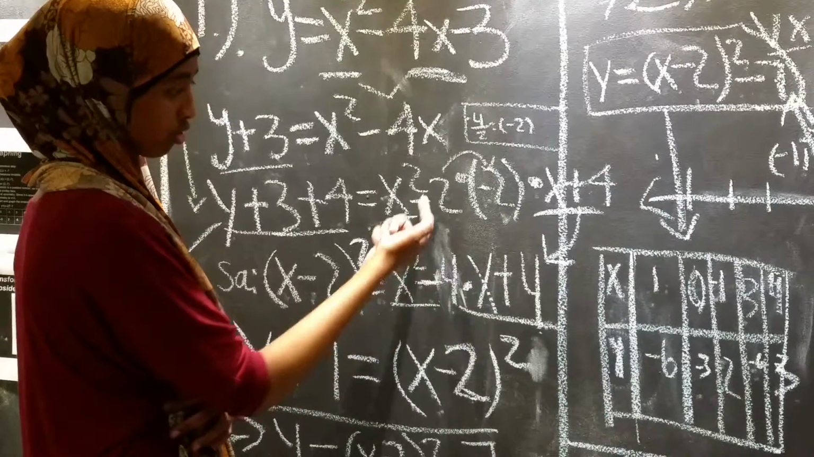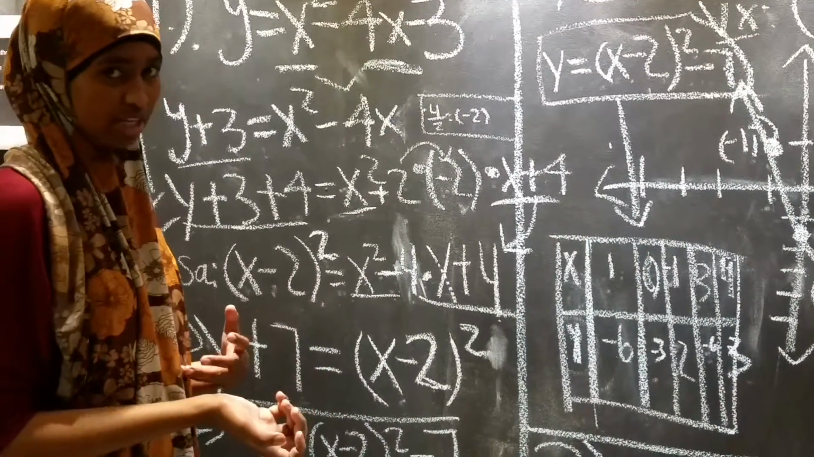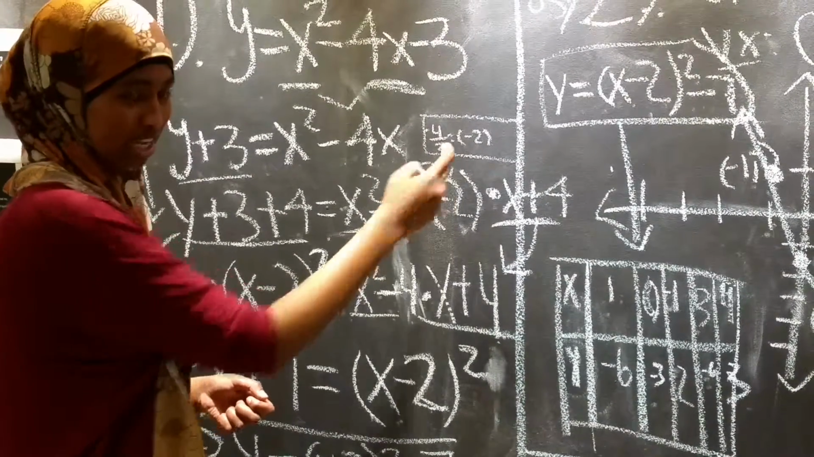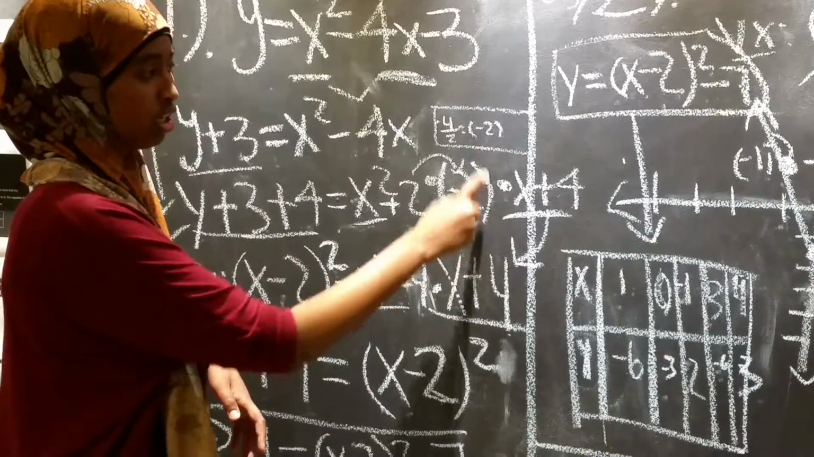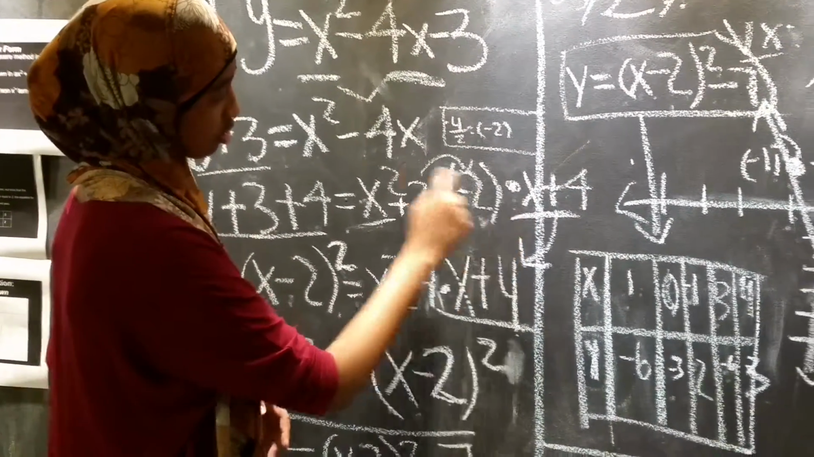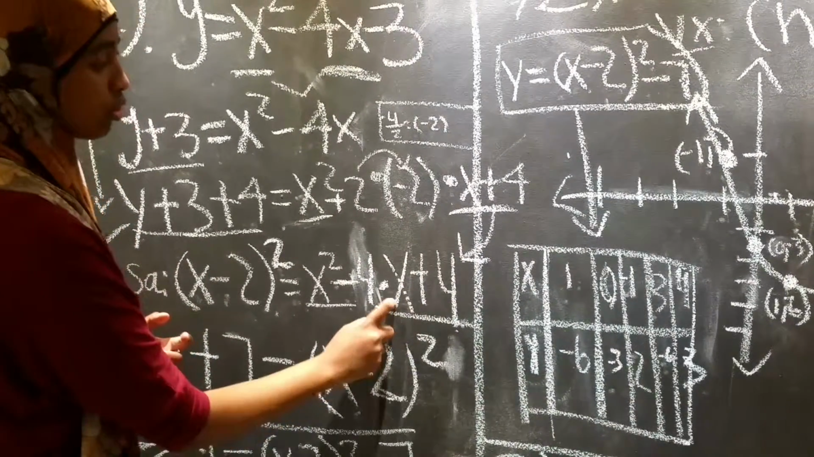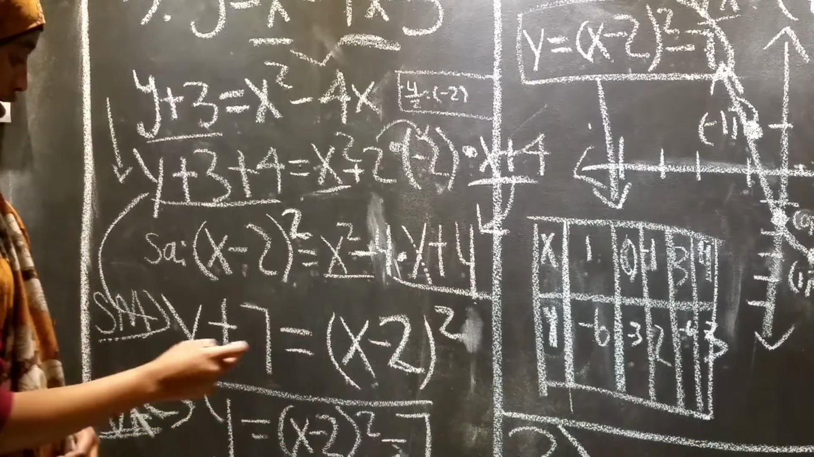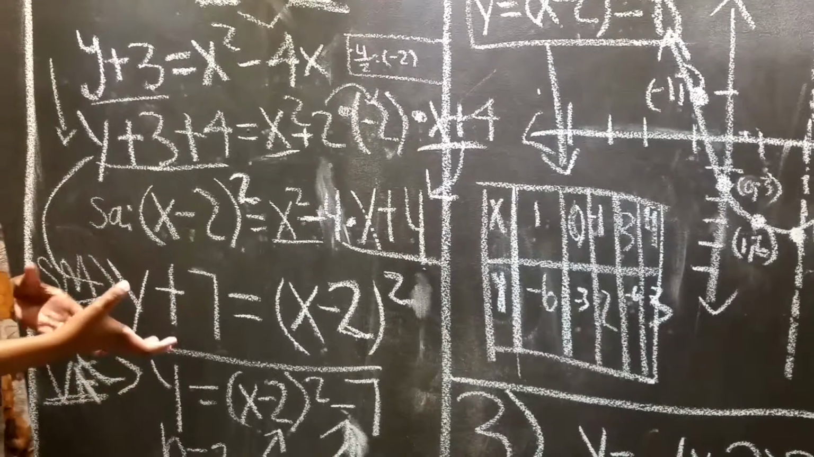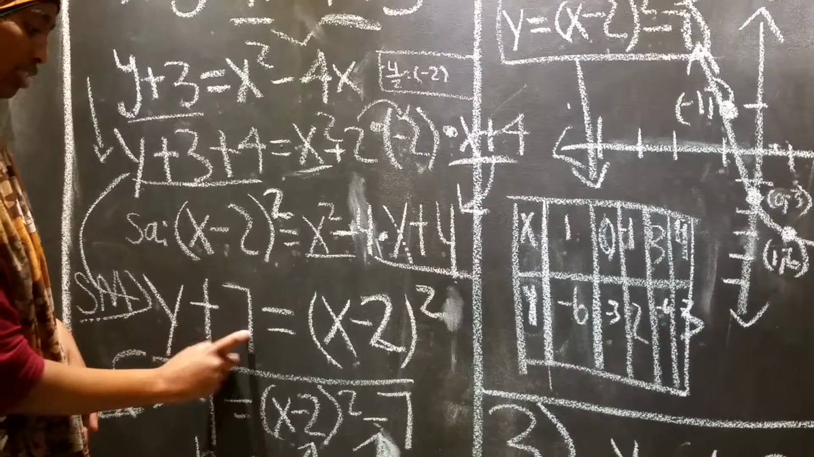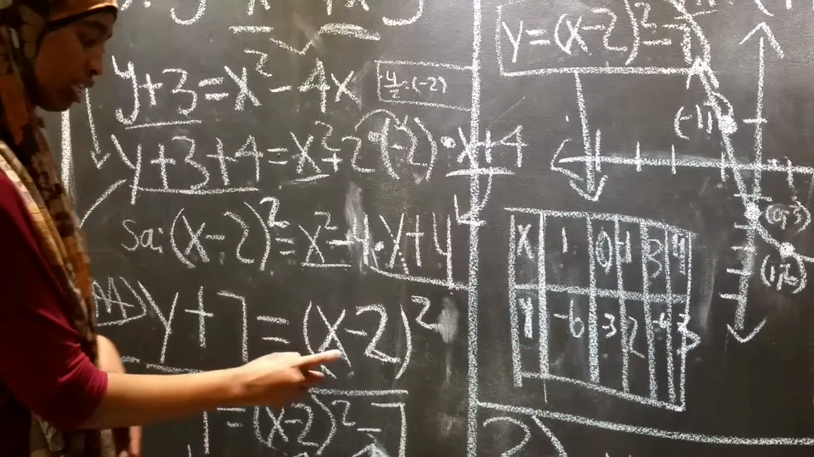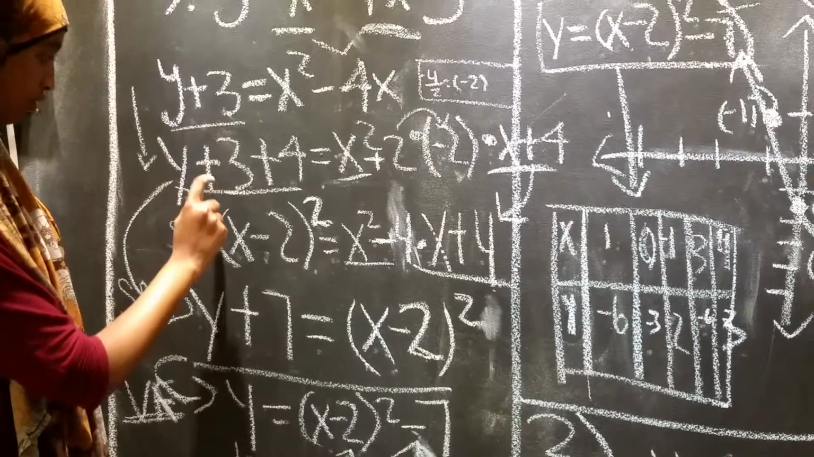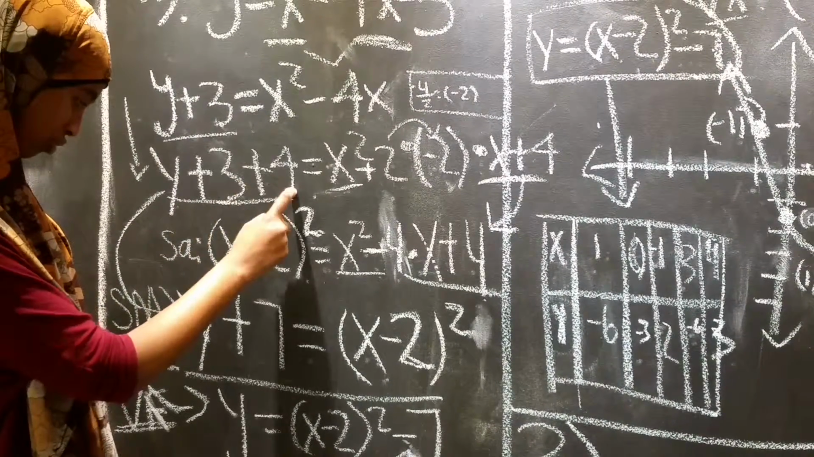negative 4. Another way, if you want to use the calculator, you do negative 4 divided by 2 equals negative 2 as well. So you put it in here, and you bring the rest of the stuff down, which is times x plus 4. And then we come to simplify. We have to simplify it in order to get y plus 7 equals negative parentheses x minus 2 squared. You add up the previous, which is 3 plus 4 equals 7.